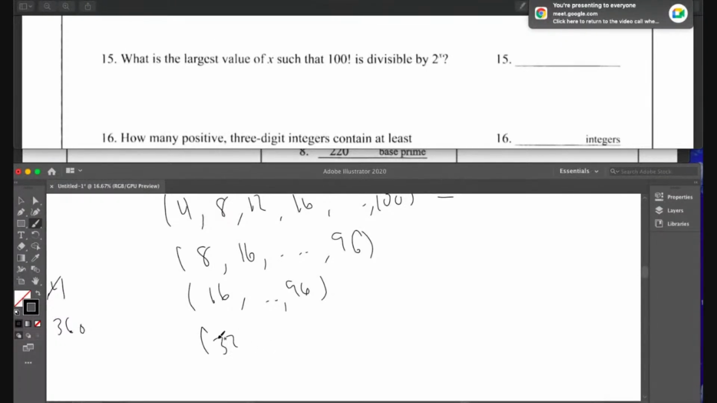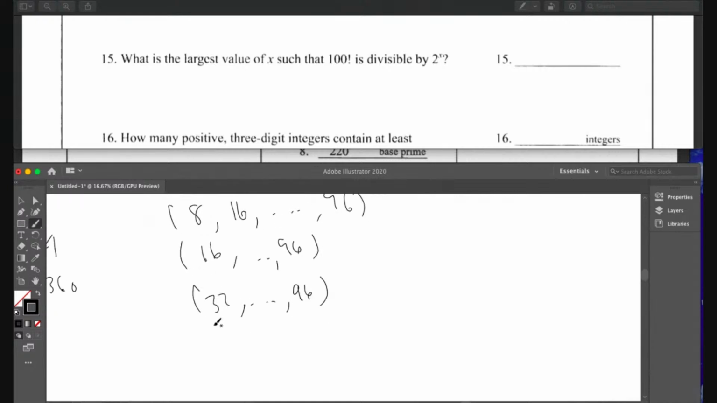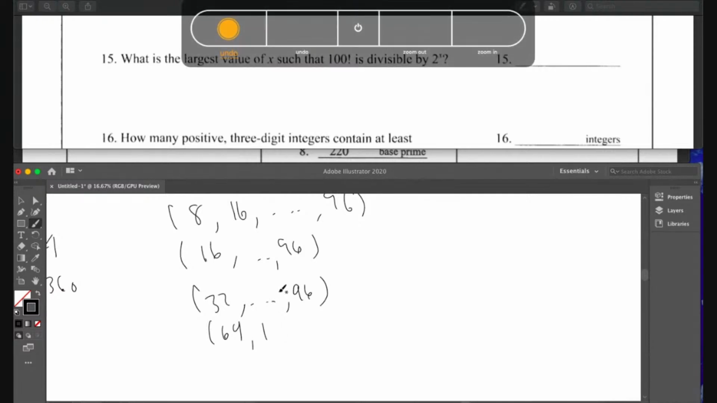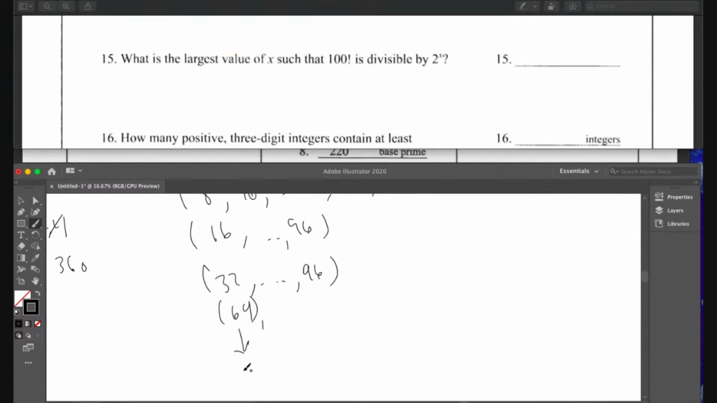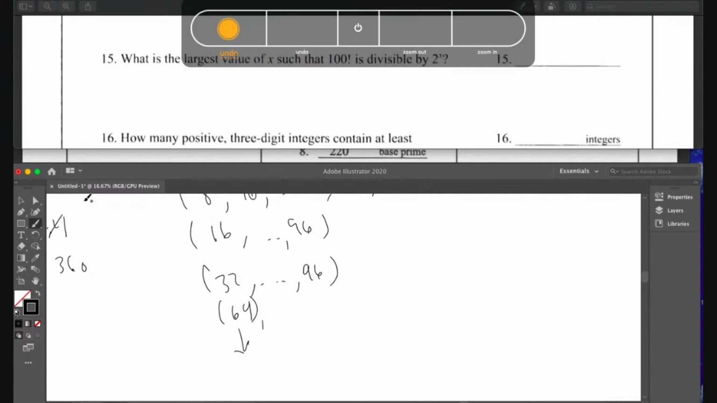Okay, so then we list out our multiples of 32. Our biggest is going to go up to 96 again. And then we have 64, and the next multiple of 64 is 128, but we only have 100 factorial, so we just have 64. Our next power of 2 is going to be 128, but that's too big, so we're not going to have any multiples of 128 in our 100 factorial.